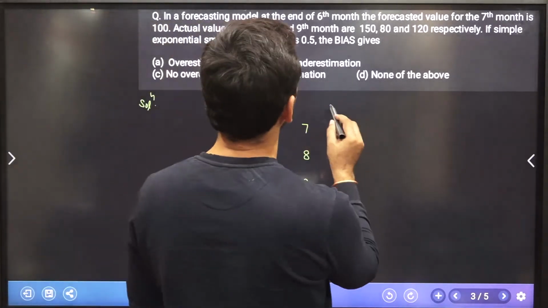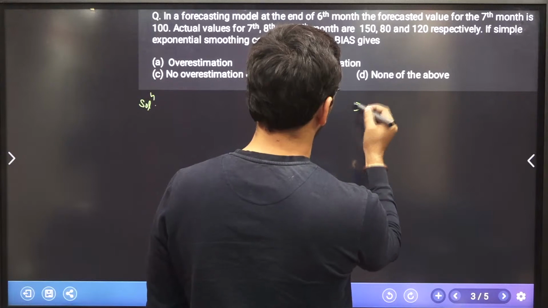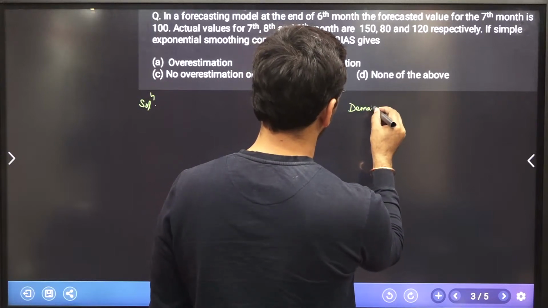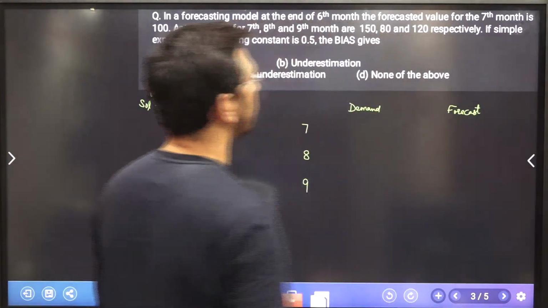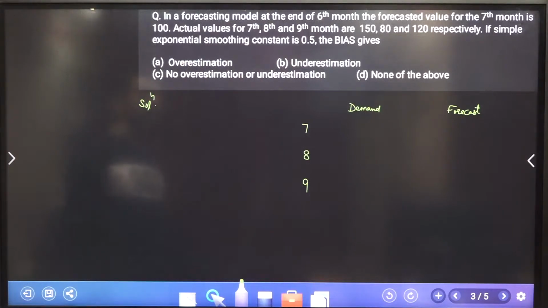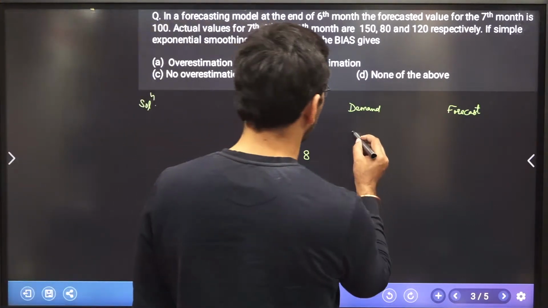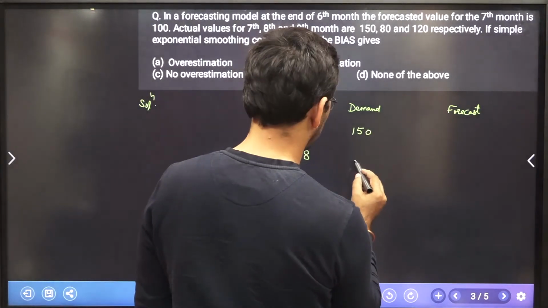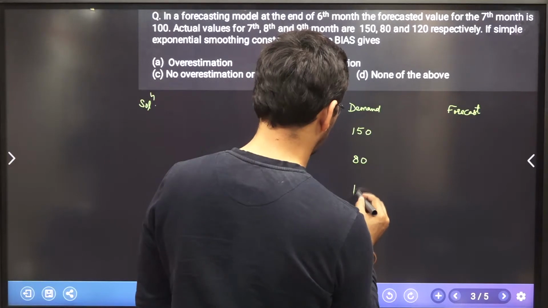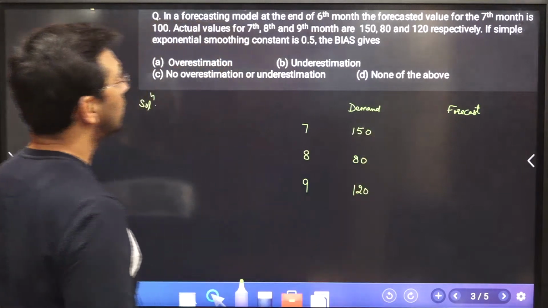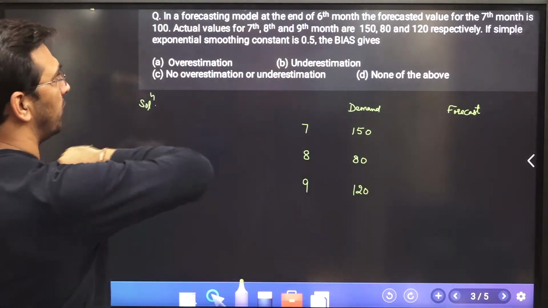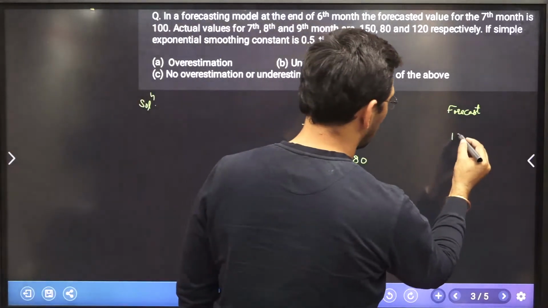And he has given you the demand and forecasted value. What is the actual demand, and what is the forecast? For these periods, the actual demands given to you are 150, 80, and 120. So actual demand was 150, then 80 units, and 120 units. What was the forecast for the 7th period? At the end of the 6th month, he forecasted for the 7th month 100. So the forecast for this month was 100.